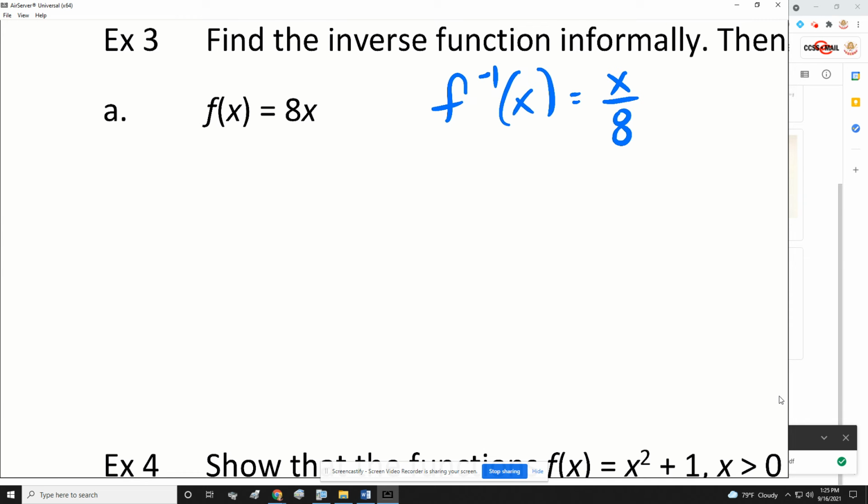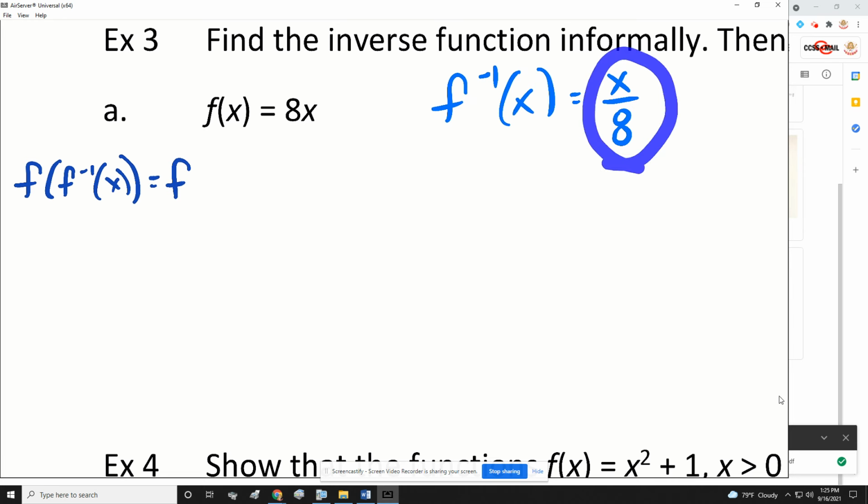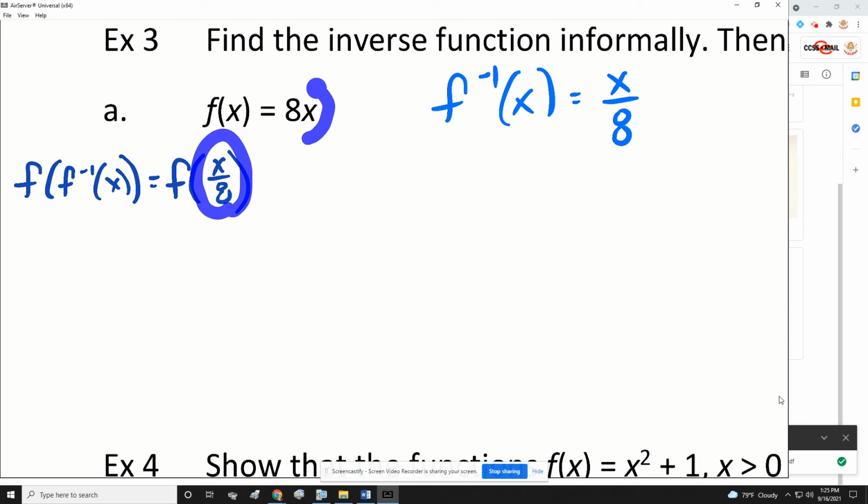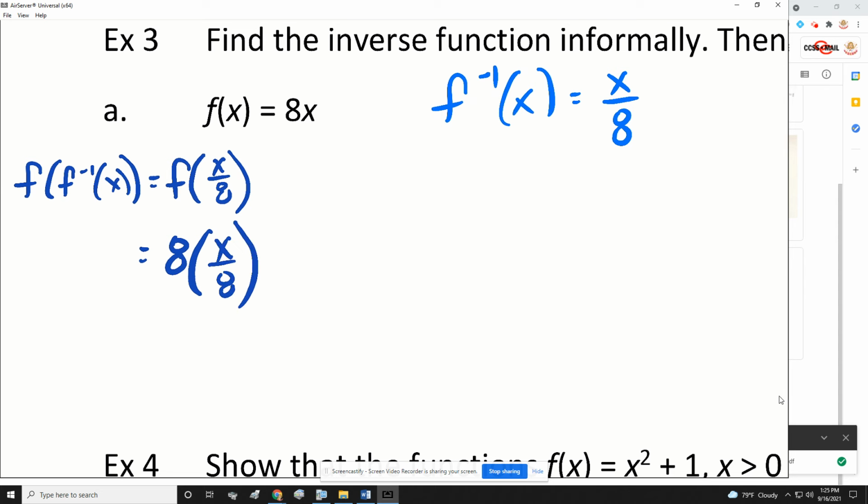All right, so to verify this, we're going to do f of f inverse of x. That means we're going to take the inverse function and put it into f. So we'll take that and put it in for this x. When I do that, my 8's cancel out, and I'm just left with x. That's what's supposed to happen if they are inverses.